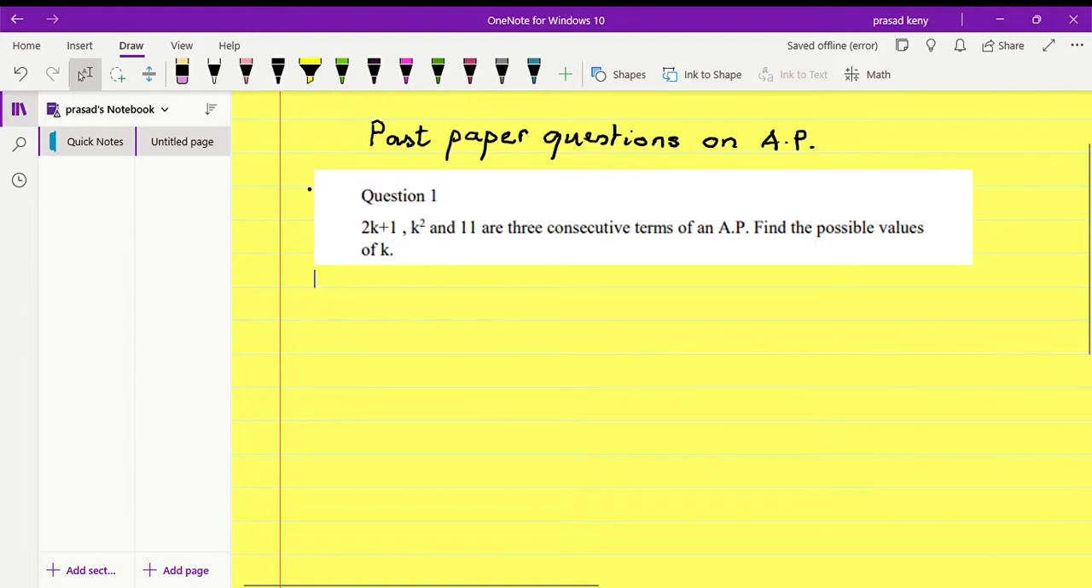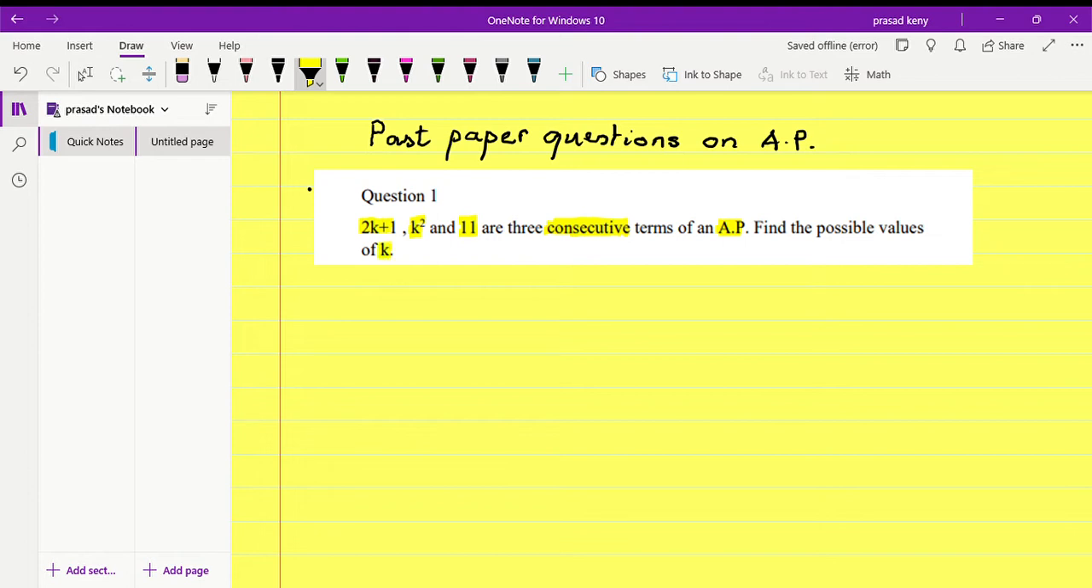So this is the first question. It is given that 2k plus 1, k square and 11 are three consecutive terms. What do you mean by consecutive terms? Three terms in order of an AP. Find the possible value of k.